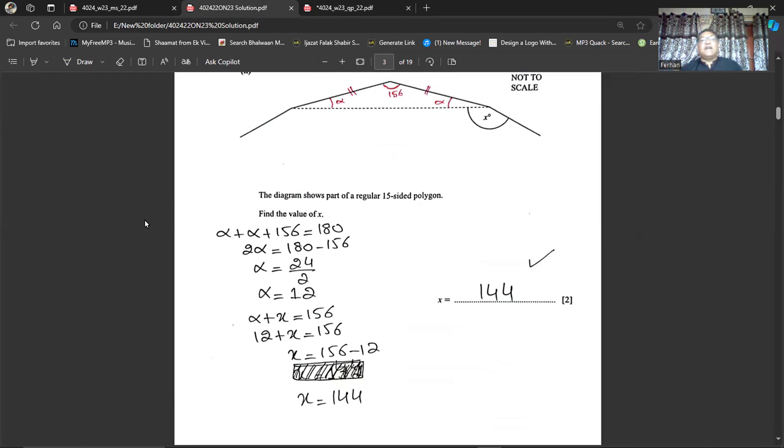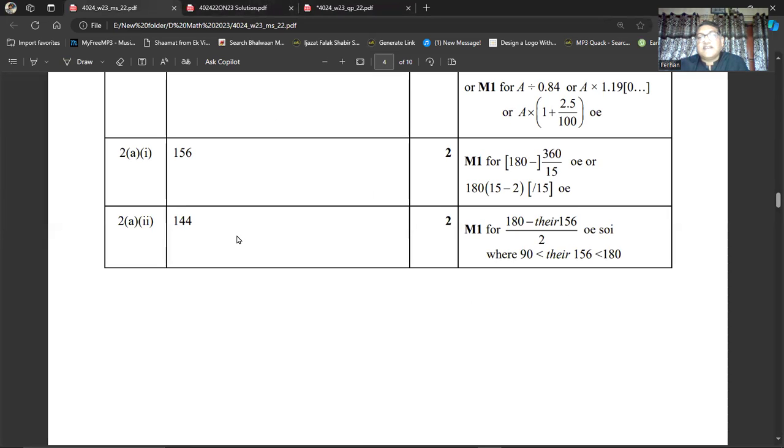And so 12 plus x, alpha value is 12. So 12 plus x is equal to 156. So x will be equal to 156 minus 12. So x will be equal to 144. So the value of this angle x will be 144. I hope you understand. 144 is the right answer, sir.